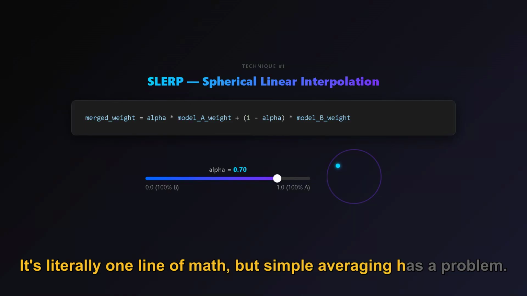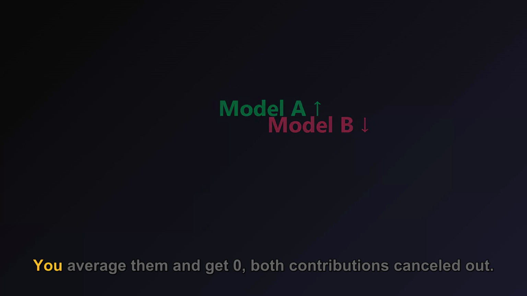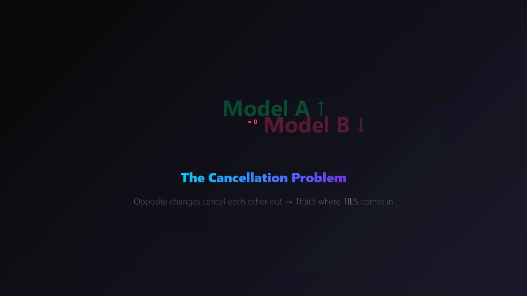But simple averaging has a problem. Sometimes model A wants a parameter to go up and model B wants it to go down. You average them and get 0, both contributions canceled out. That's where TIES comes in.